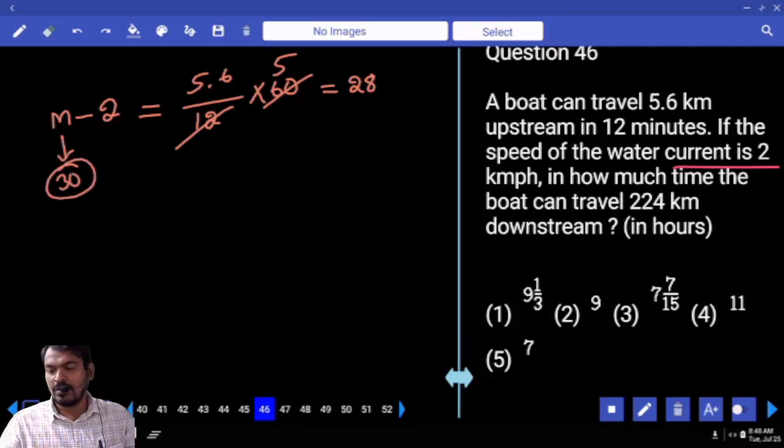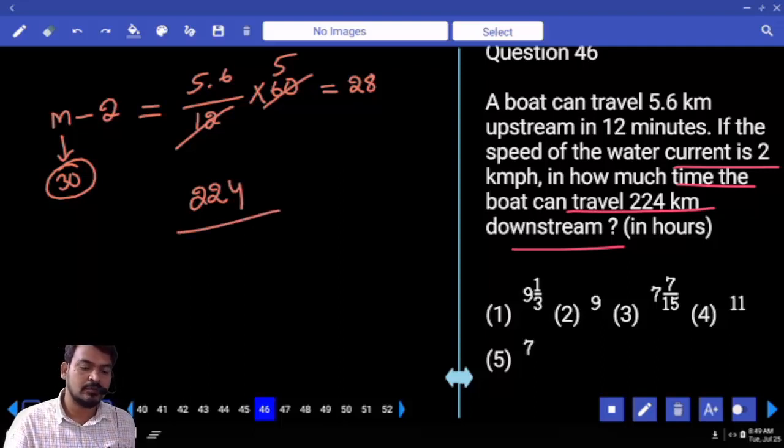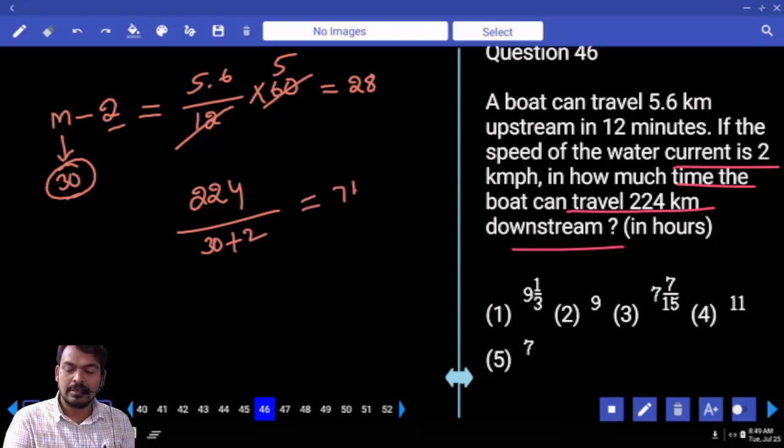What is the question here? How much time can the boat travel 224 kilometers downstream or upstream? Downstream. 224 by downstream speed. What is the downstream speed? 30 plus 2 or 30 minus 2? 30 plus 2. 224 by 32. How many hours? 7 hours, sir.